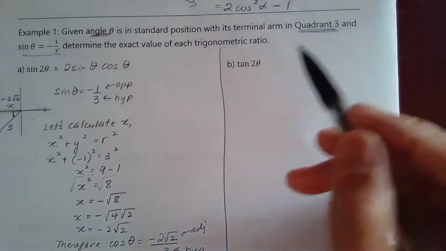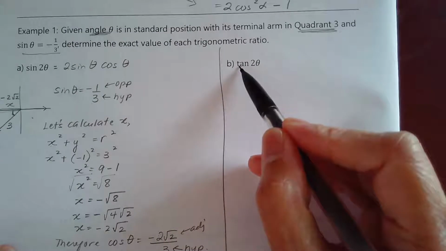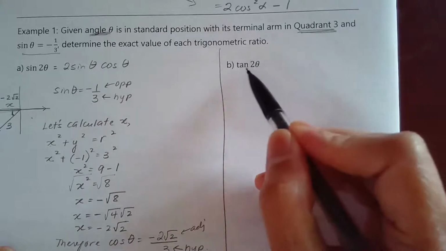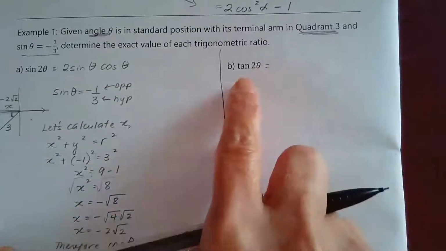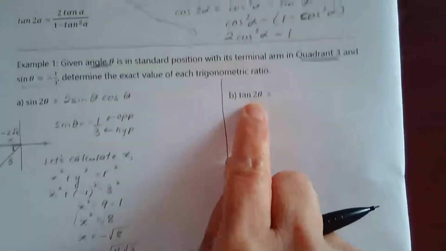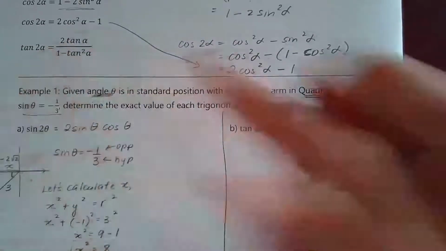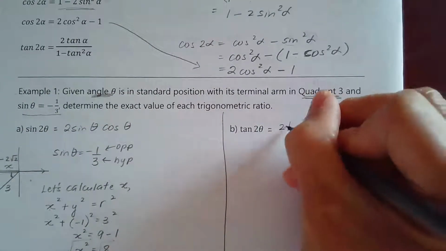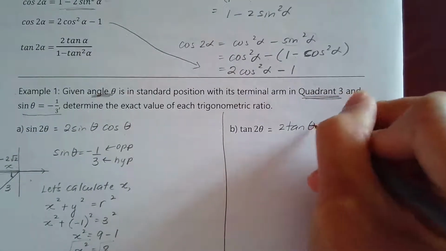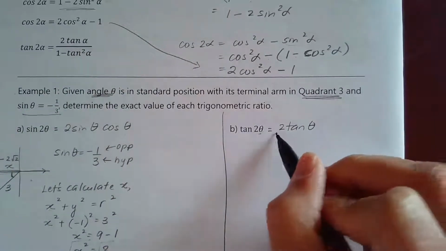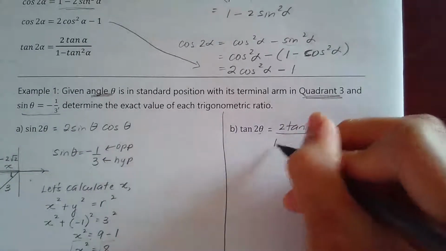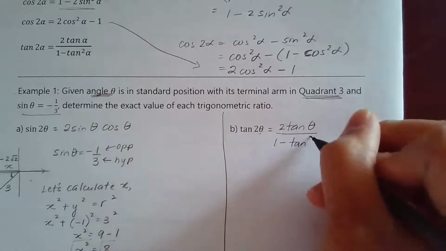So let's go ahead and figure out tan 2 theta. What's tan 2 theta? Tan 2 theta is the same thing as 2 tan theta, so instead of alpha, we're using the theta symbol, divided by 1 minus tan squared theta.